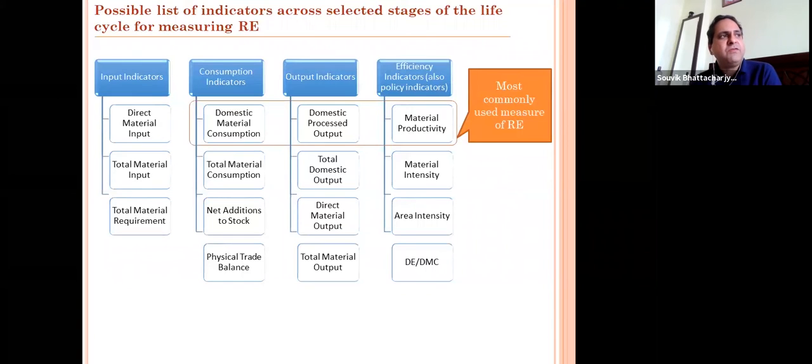Now, there are different kinds of input, as I mentioned, that you need to have for a progress assessment. How do we look at the progress? You have the inputs, you have the consumption, you have the output and the efficiency indicators. Now, one of the most important indicators which are used is the material productivity.